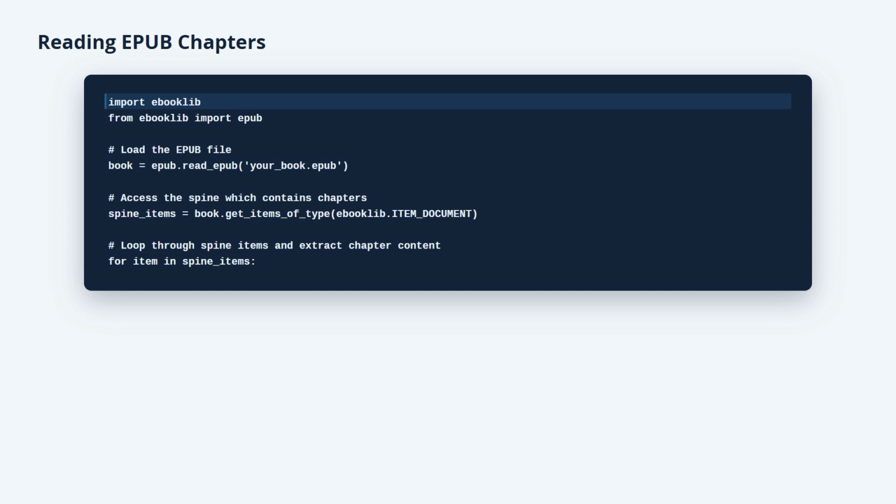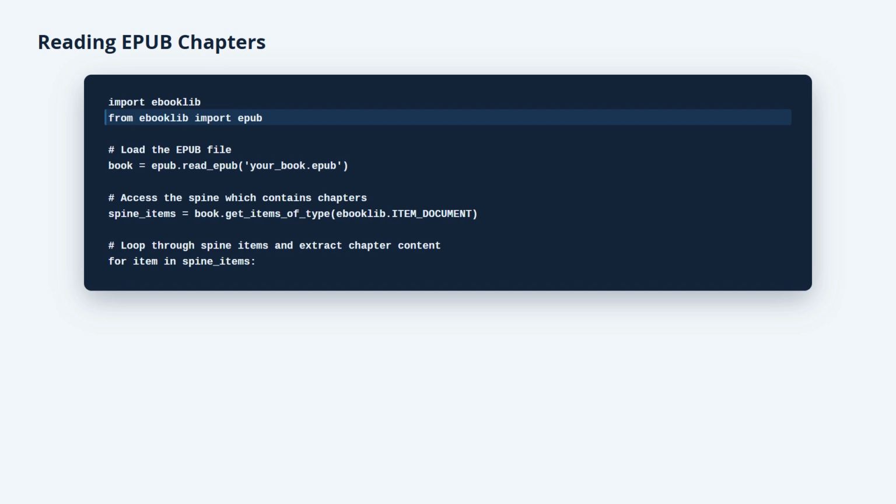Now that we have our libraries installed, let's dive into reading the EPUB chapters. First, we need to open our EPUB file using the EPUB library. We'll use the read EPUB function to load our file. Once it's loaded, we can access the book's spine, which contains all the main content. We'll loop through these items and check if they are chapters, typically HTML files.